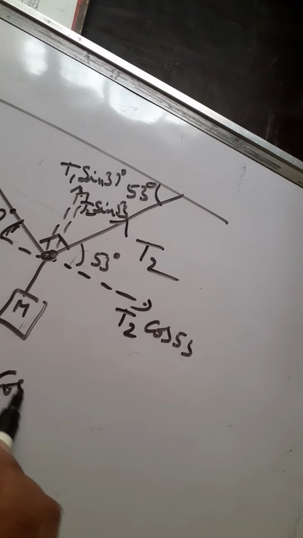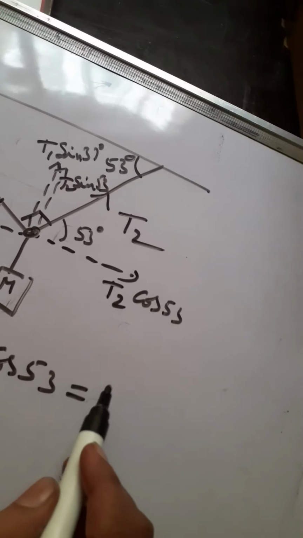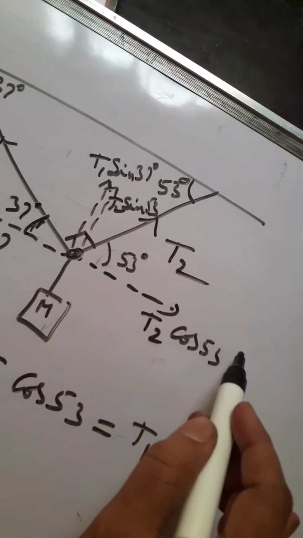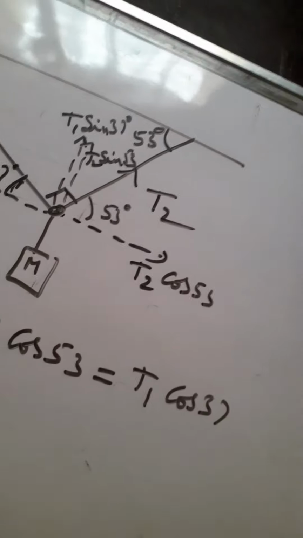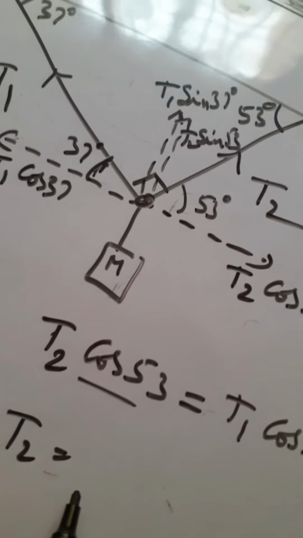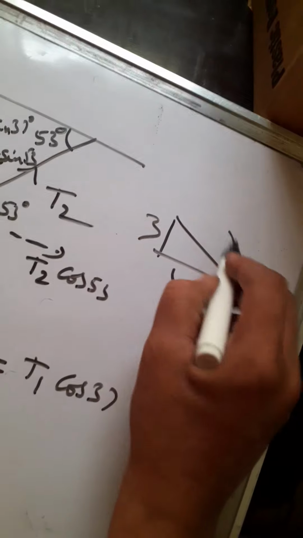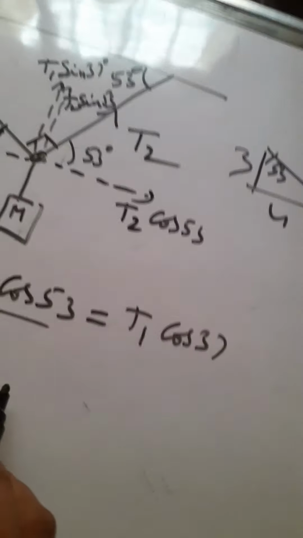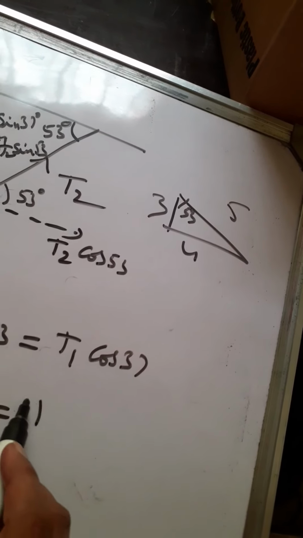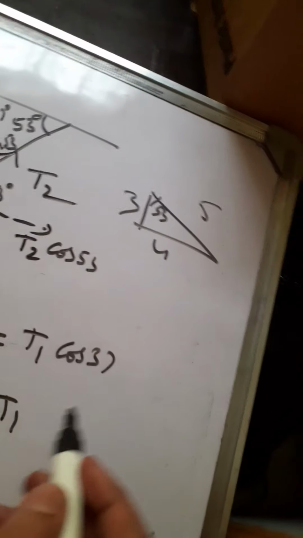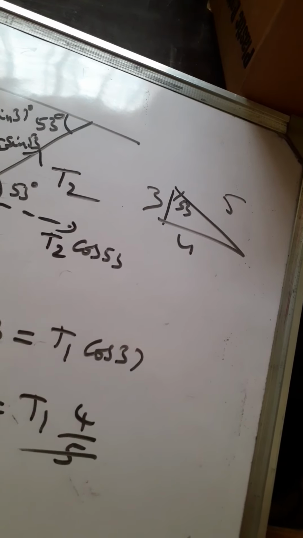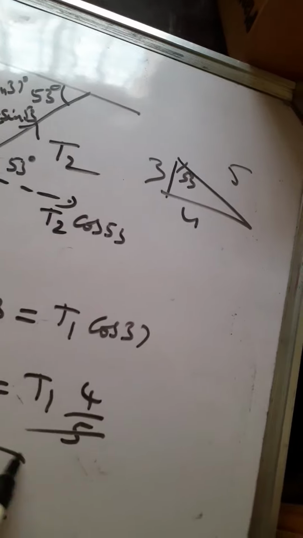T2 cos 53 is equal to T1 cos 37. Forces along positive x axis equal to forces along negative x axis. Therefore, T2 cos 53 required here. 3, 4, 5 triangle. This is 53. Cos means 3 by 5. So T2 into 3 by 5 is equal to T1 into cos 37, 4 by 5. So 5 cancels. So T1 by T2 is 3 by 4. We got the ratio.